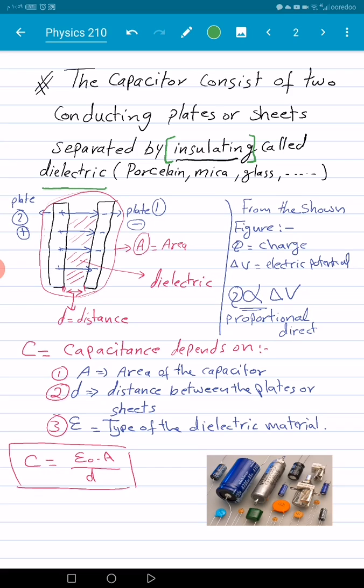Dielectric can be made of porcelain or mica or glass or wood or any type of materials. That means the important thing is that it is an insulation material, not conducting electricity.